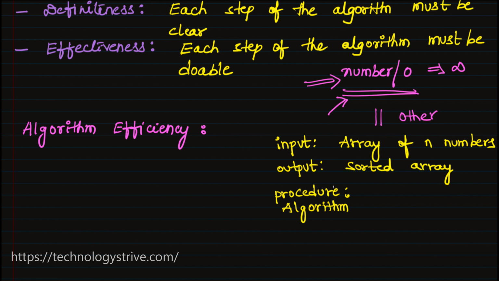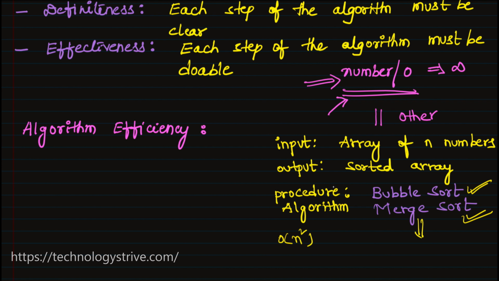We have multiple algorithms to sort a given array, like bubble sort, merge sort, etc. The steps we follow in bubble sort and merge sort are obviously different. You may be aware that bubble sort takes order of n square time complexity, whereas merge sort takes order of n log n. So it means merge sort is faster. The efficiency of an algorithm is calculated in terms of time complexity and space complexity.